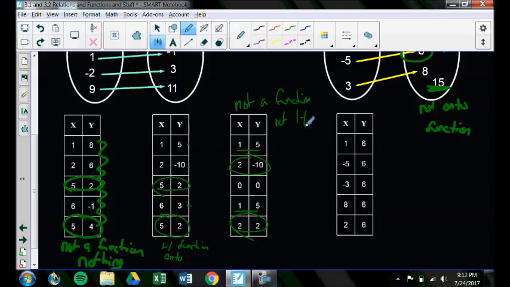Here, everything is again pointing to 6. This is a function. I mean, we talked about all these before. But because everything is pointing to 6, it's not a 1-to-1 function because the output 6 was used more than one time. A 1-to-1 function is where each output is only used once. An onto function is where everything that could possibly get pointed to is pointed to.